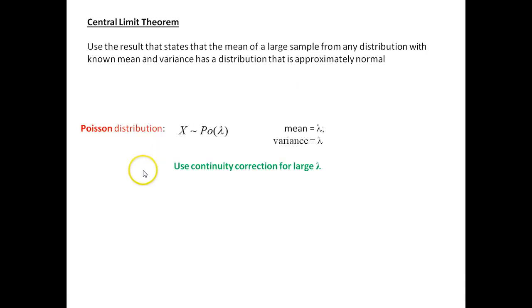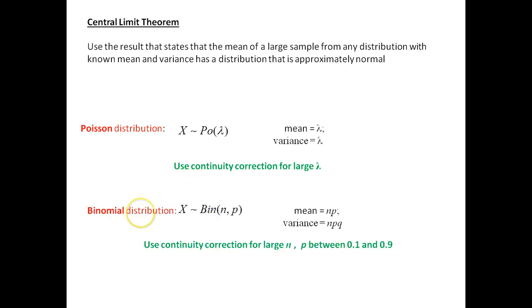The central limit theorem states that the mean of a large sample from any distribution with known mean and variance has a distribution that is approximately normal. And if we are using a Poisson distribution, which has mean and variance equal to lambda, then for large lambda we would use the normal distribution and we would have to use a continuity correction going from a discrete distribution to a continuous distribution.